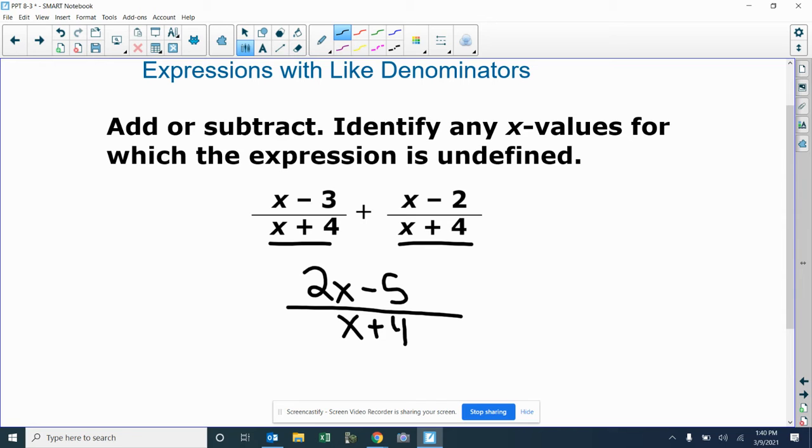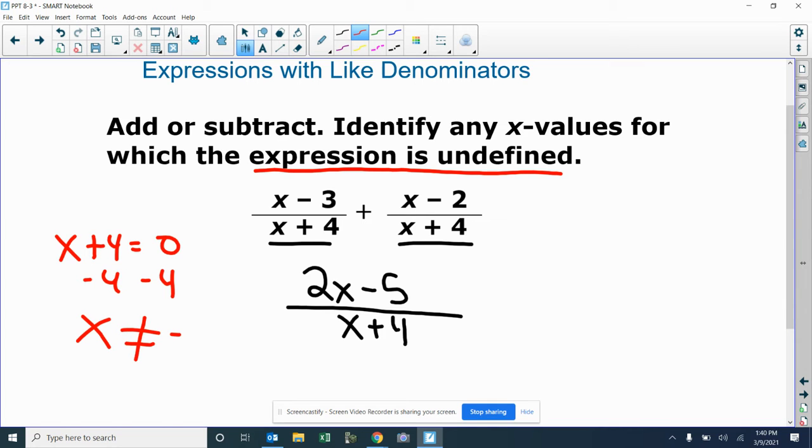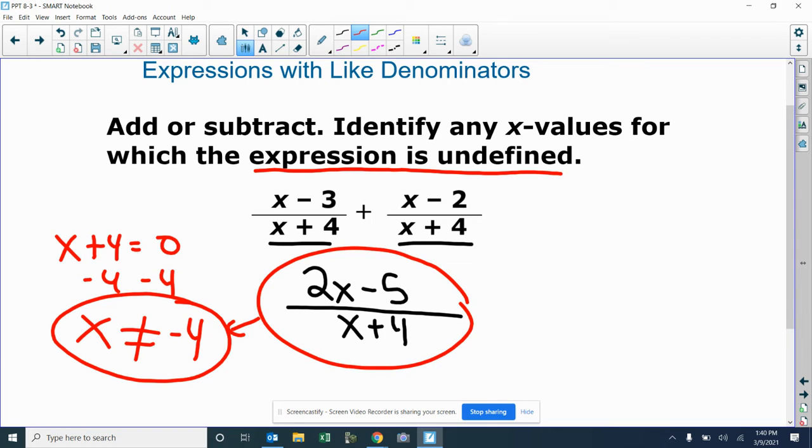denominator. So if that's the case, we also want to express where it is undefined, which we have been doing all along on these. Of course, we're going to set that denominator equal to 0. Subtract 4 from both sides. So x cannot be negative 4. So if we add them together, it's this. And we also want to clarify that x cannot be negative 4 because that's where we would be undefined. So that one's pretty nice and simple since we do have the same denominator.